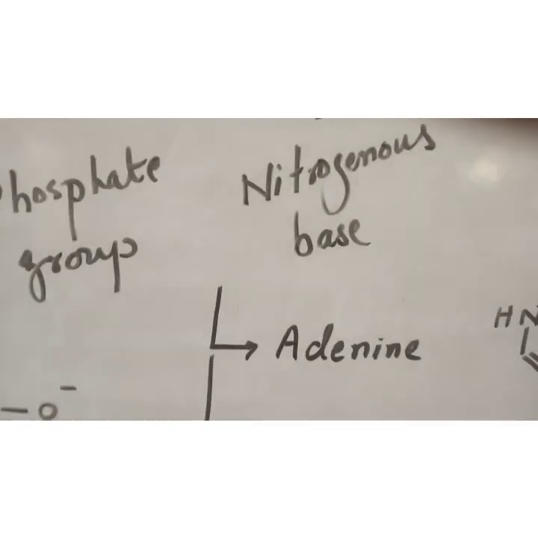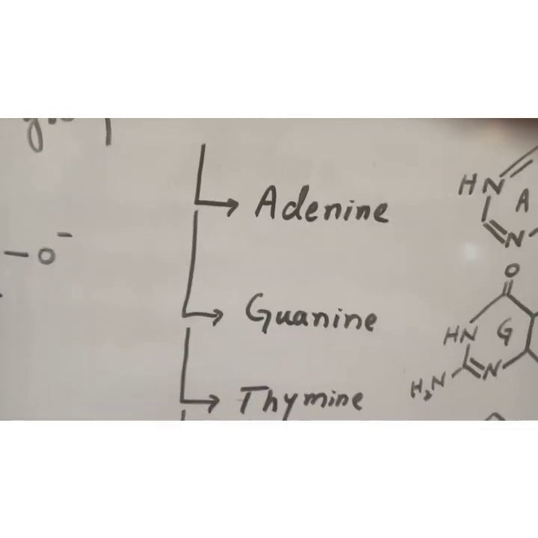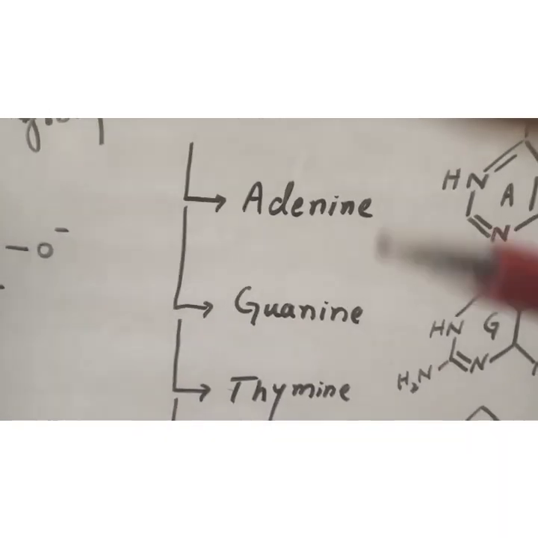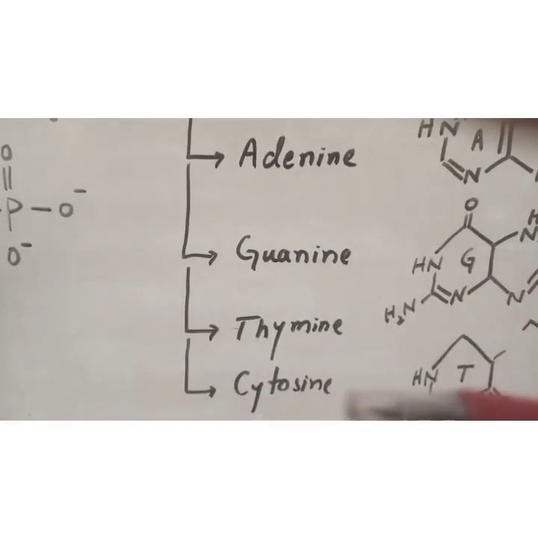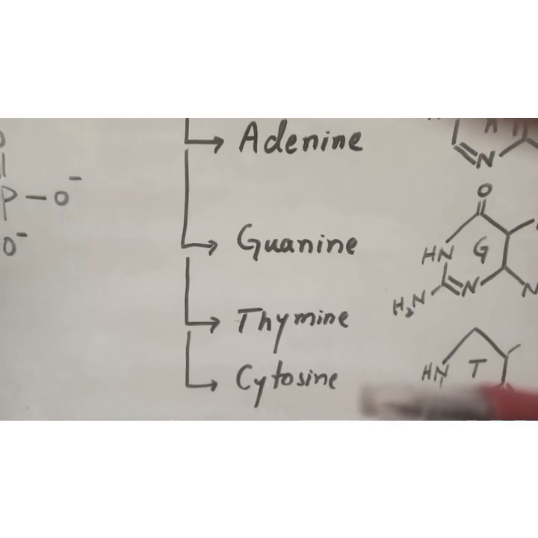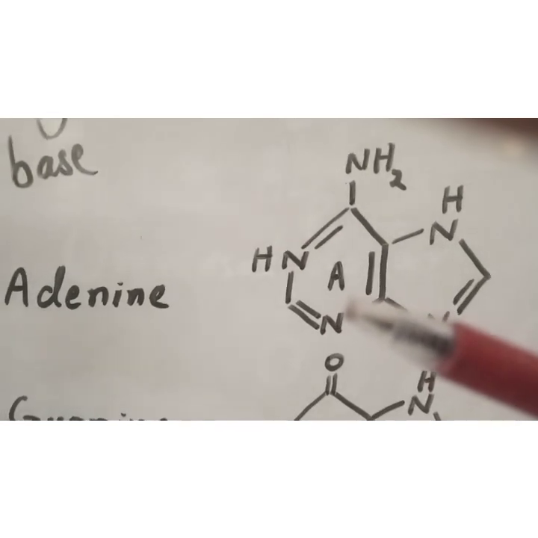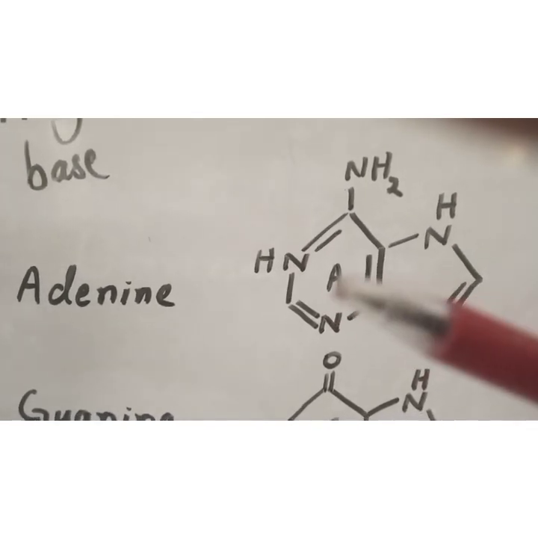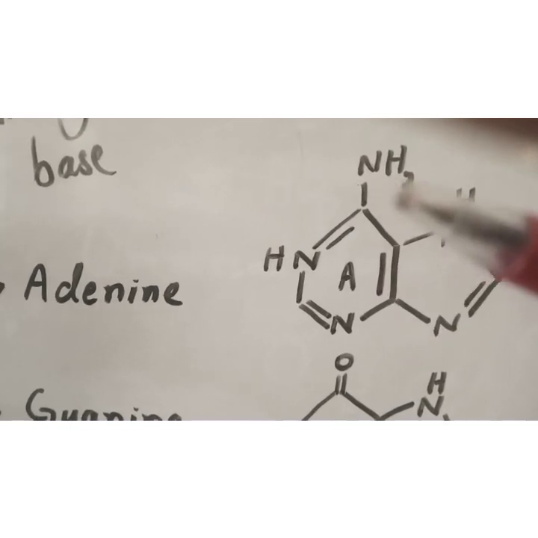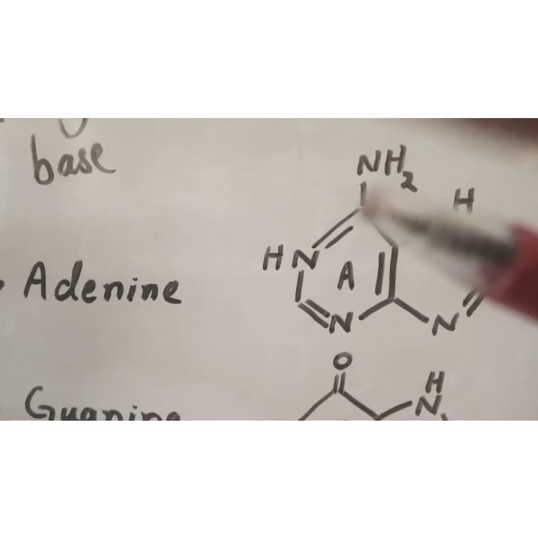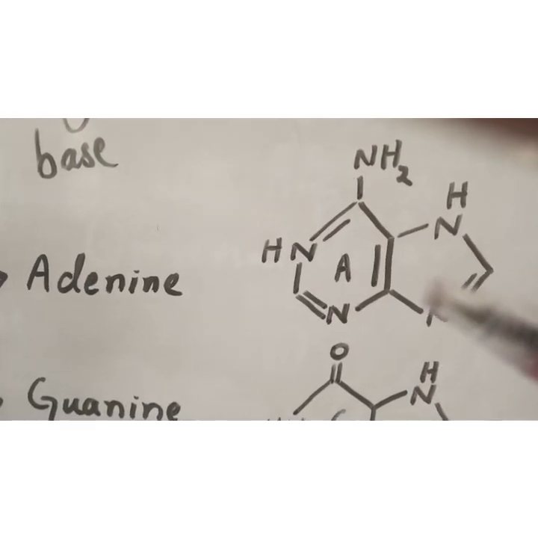While the nitrogenous bases, they are of 4 types, that are adenine, guanine, thymine and cytosine. Structure of adenine, it is a 2-ring structure of carbon nitrogens, and an amino group is present as a bulky group here. This is the structure of adenine.